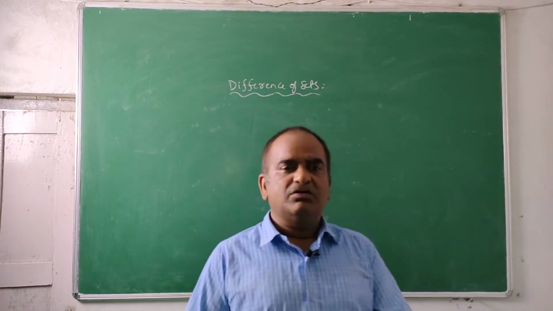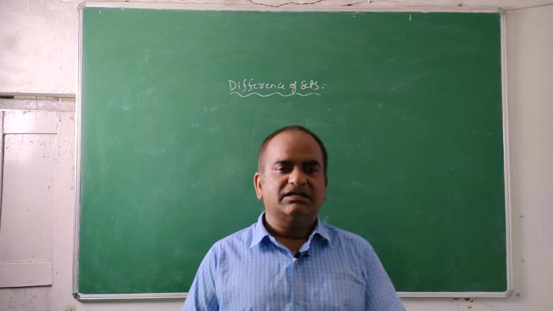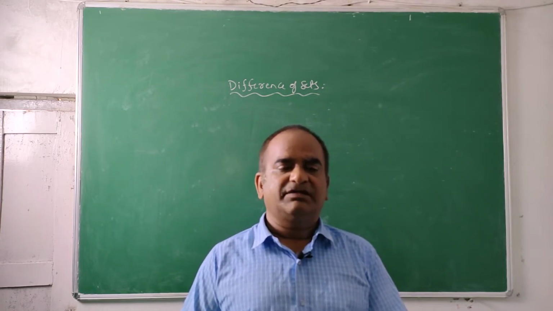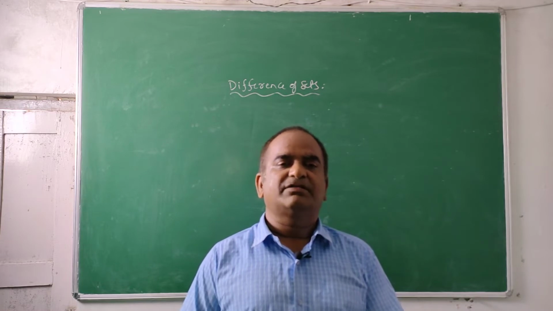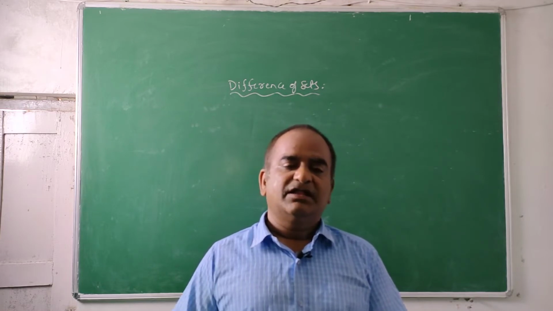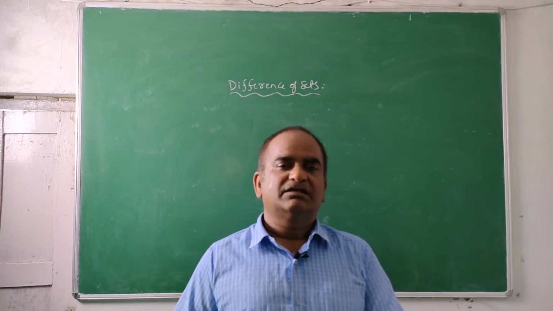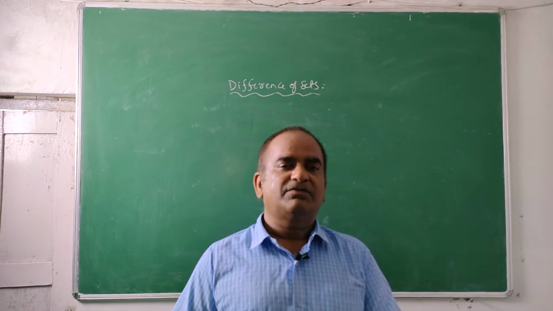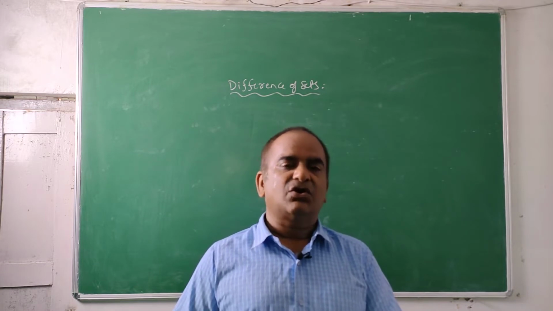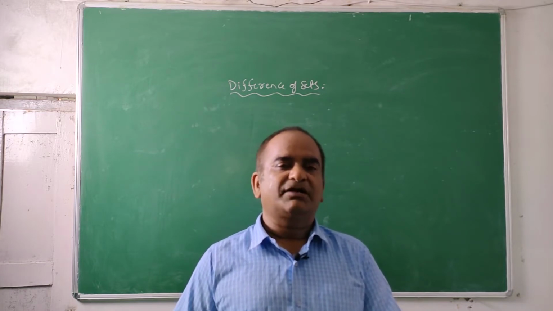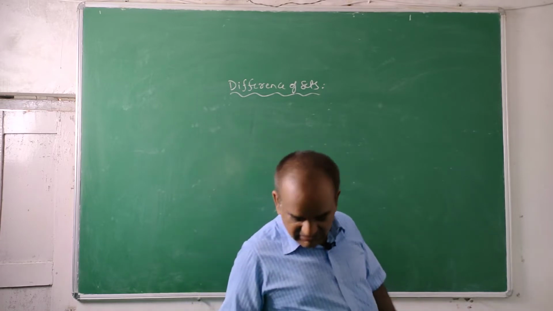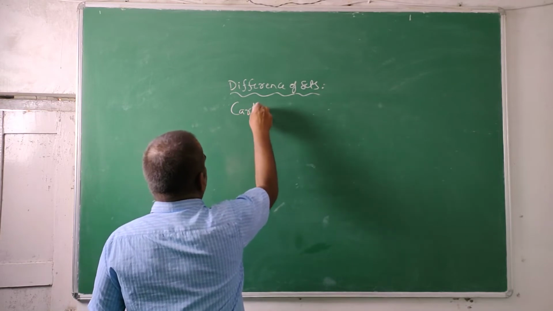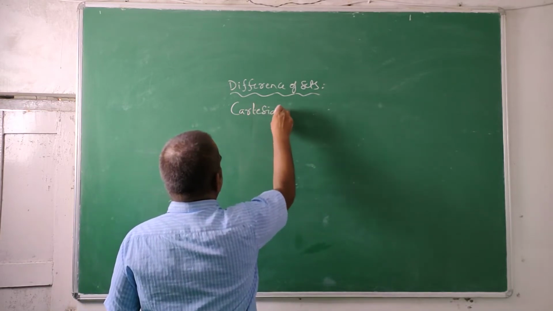So now we have discussed union of sets, intersection of sets, difference of sets, complement of a set. Now we have one more operation, that is the cross product of two sets. This is also called the Cartesian product of two sets. So now, the Cartesian product of two sets.